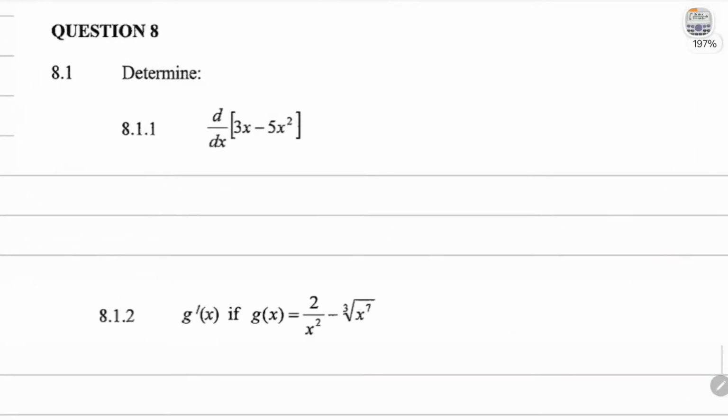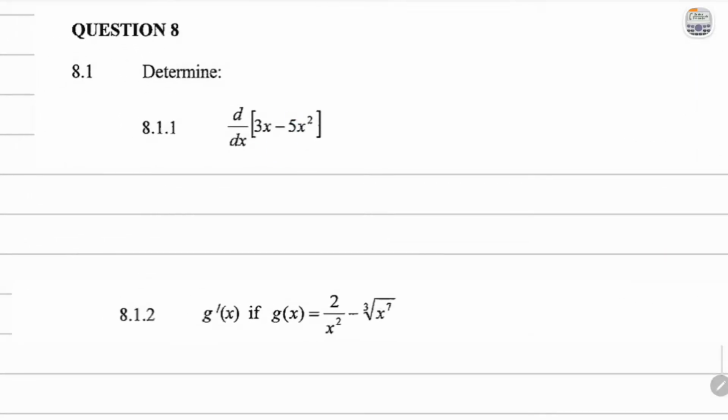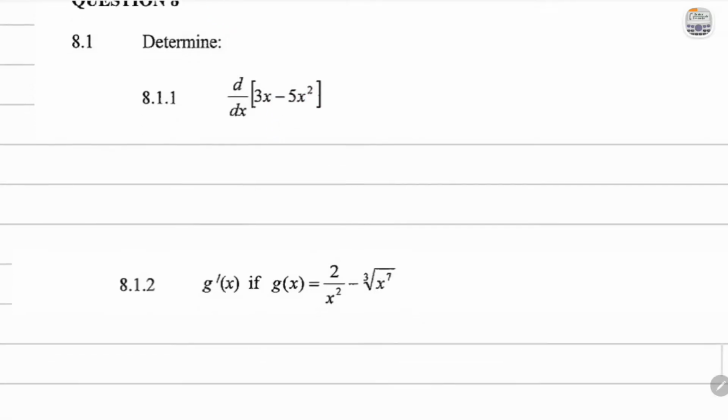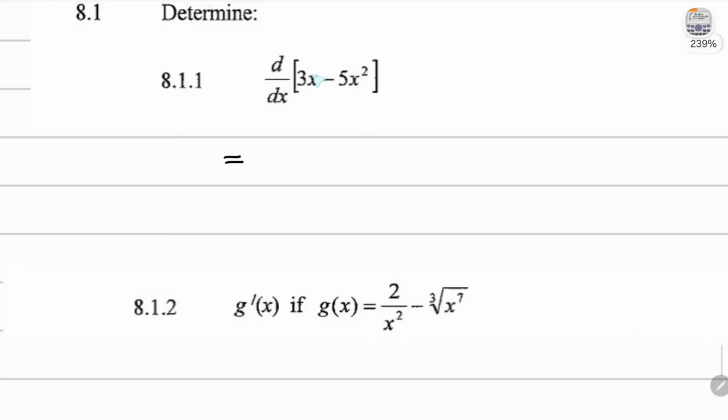Question 8.1.1, we have to derive this. Do you see what is inside here doesn't really need to be prepared to be derived. We don't have any x in the denominator or any surds, so we can straight away start deriving. So this is equal to, remember it's coefficient times exponent, so that's 3x. And what happens to this x is it has an exponent of 1, but you subtract 1 from the exponent, leaving you with a 0. Anything to the power of 0 is 1, and 3 times 1 just stays 3.